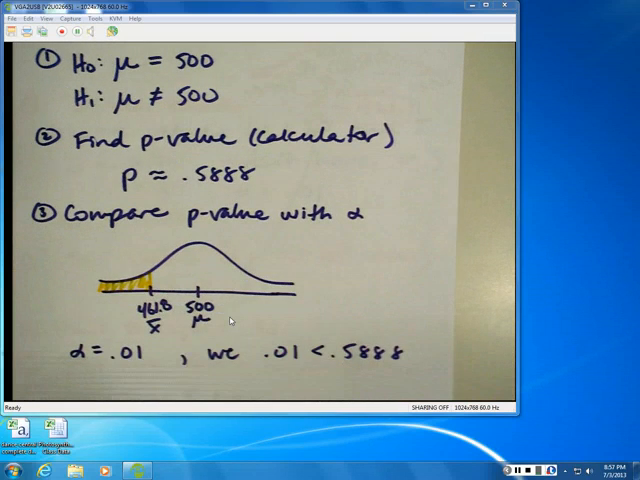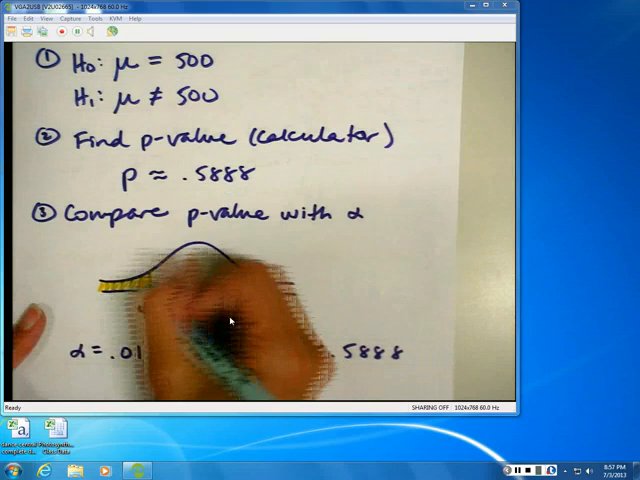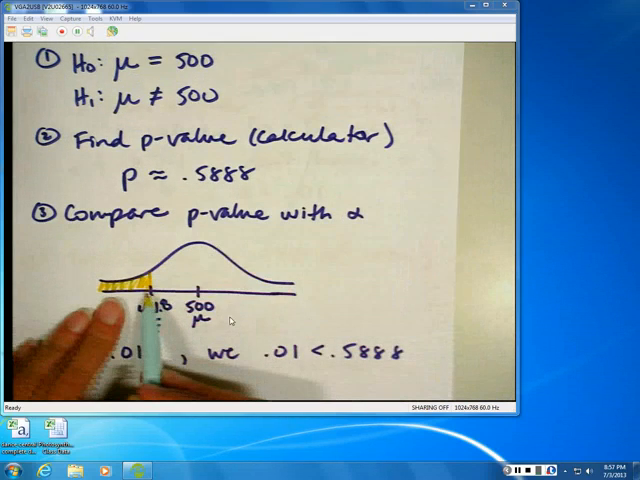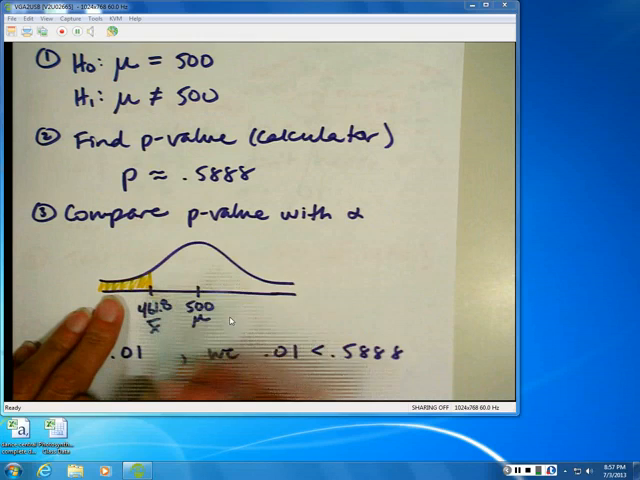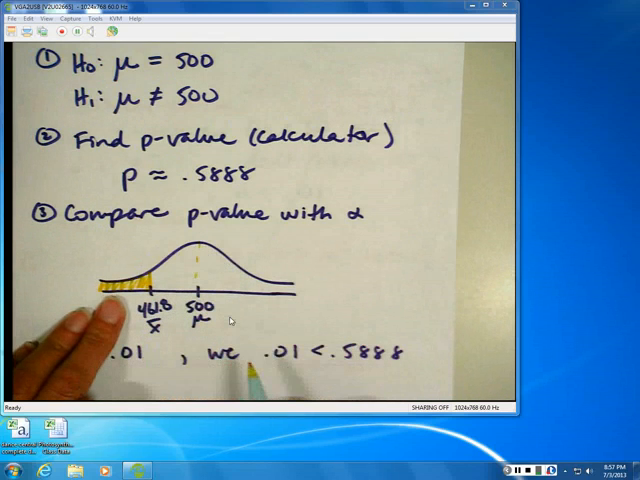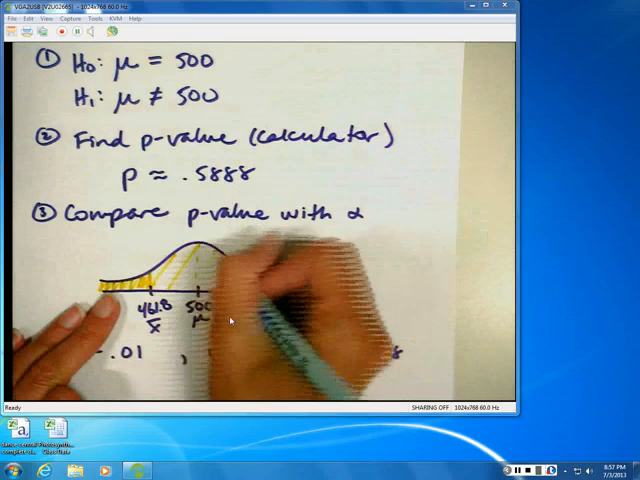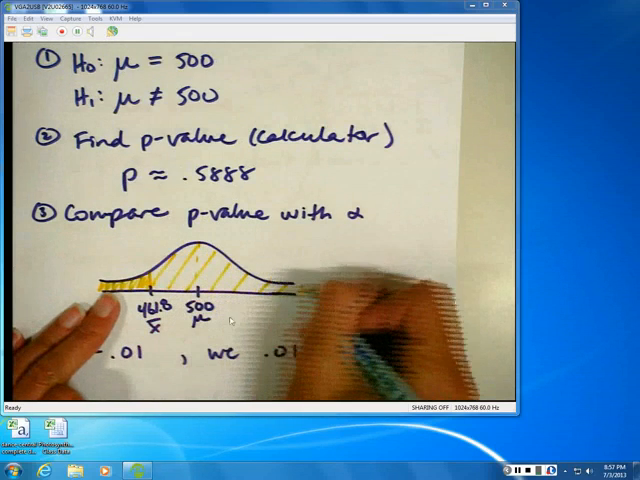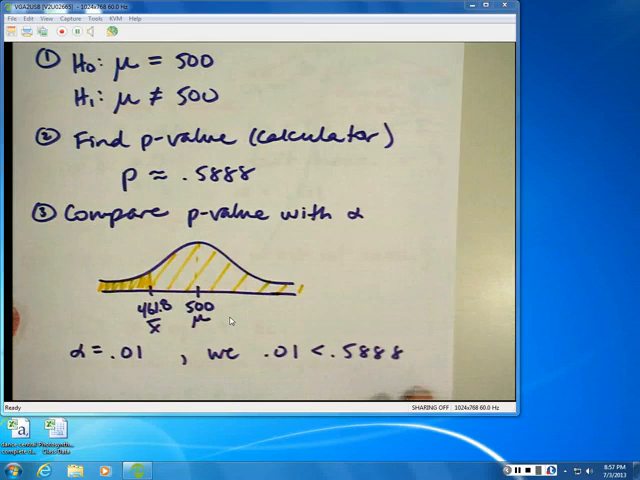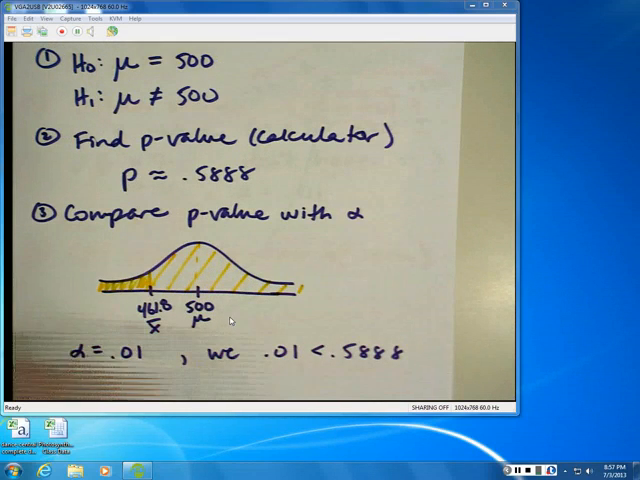And actually, look what it gave me. Let me show you. It gave me this. See this area I drew right here? That's not 0.5888. 0.5 is the halfway mark. Well, it gave me a tail, it gave me the right tail. Well, this is a two-tailed test, so it doesn't matter.